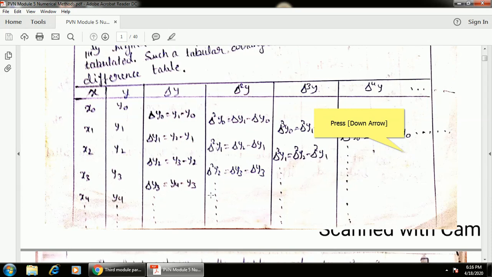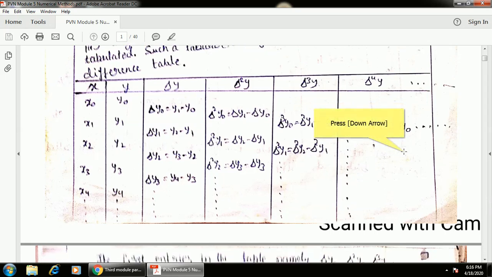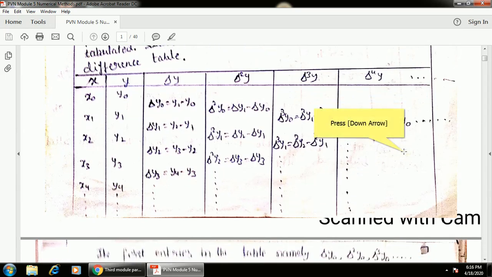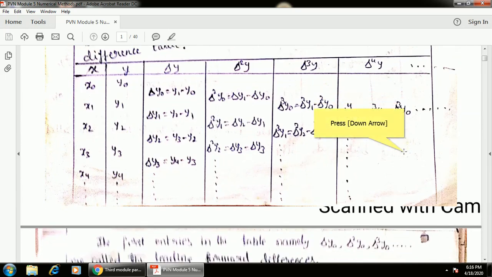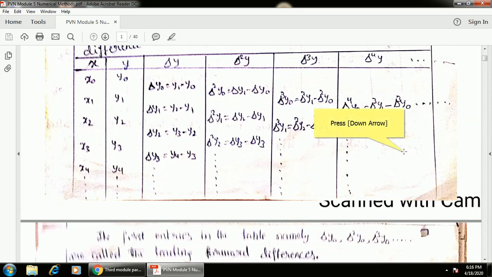And in this table, the first entry in each column, that is delta y0, delta square y0, delta cube y0, delta power 4 y0 up to delta power n y0, are known as the leading forward differences. Delta y0, delta square y0, delta cube y0, the first entries are known as the leading forward differences.